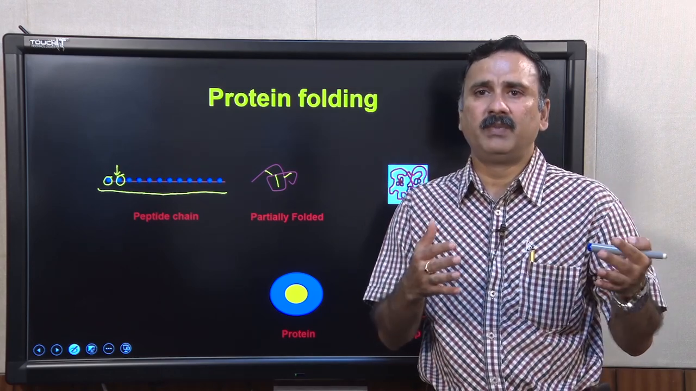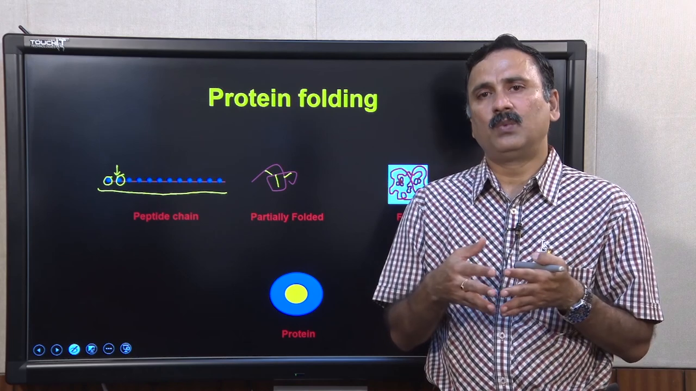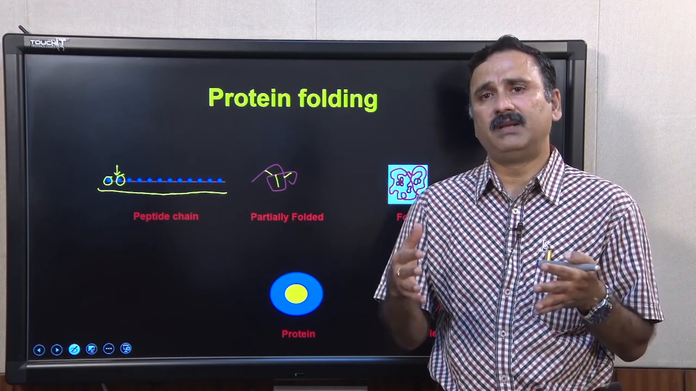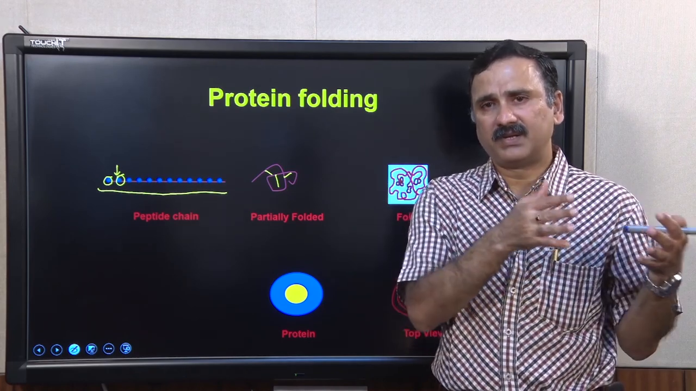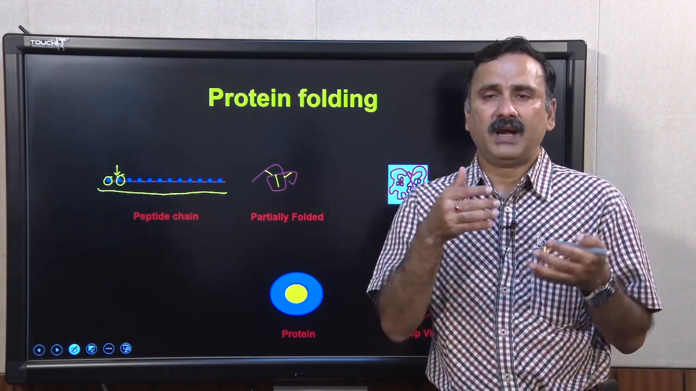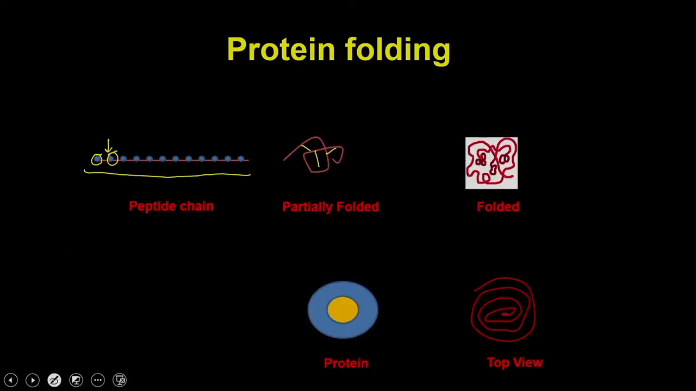For example, hydrophobic amino acids form interactions that are stabilized by pi-pi interactions, whereas the positively charged and negatively charged residues form interactions through hydrogen bonding, van der Waals interactions, or salt bridges. All these interactions initially govern the folding of these proteins, and ultimately the protein is properly folded to acquire a three-dimensional conformation.